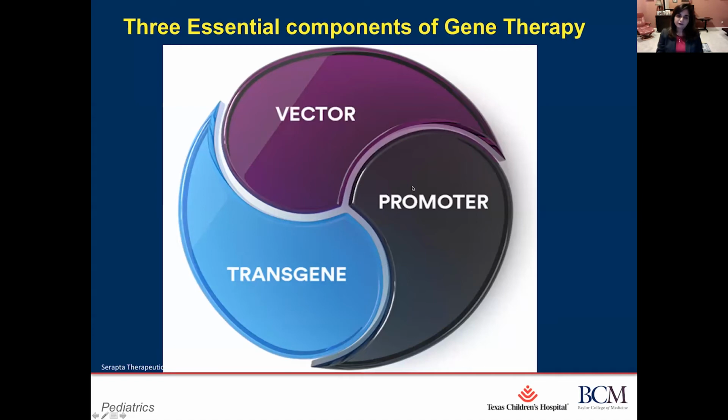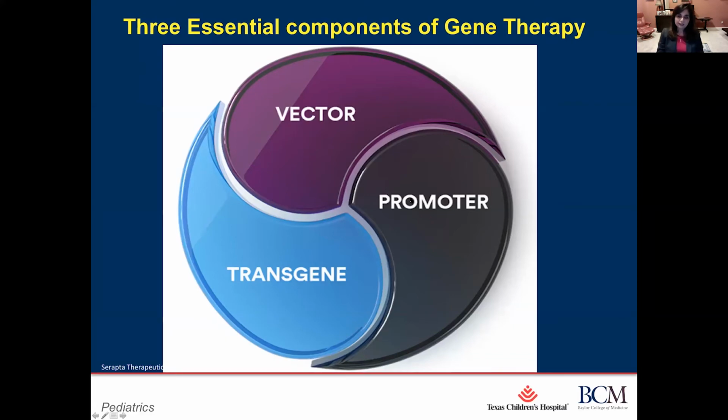So what do we need for gene therapy? There are 3 main essential components. One is a vector, and in gene therapy for Duchenne muscular dystrophy, we utilize adeno-associated virus, which is non-pathogenic and does not cause any disease in humans. And it targets muscle fibers. So it has an affinity to target muscle fibers only. It carries the gene, enters the muscle fiber and protects the gene while it's transferring throughout the body.